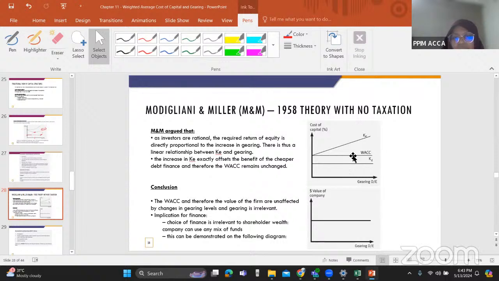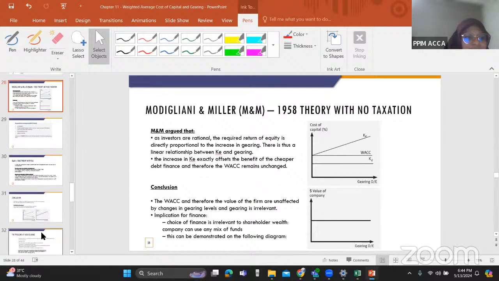So they're saying the cost of debt, yes, it is cheaper. We know debt is cheaper. But just because of that, we can't keep on taking debt, because equity holders are also rational, meaning they also have sense. The moment they see that you're taking a lot of debt, they will start increasing their cost of equity. They will start demanding a higher return. That extra they're demanding will offset whatever savings you're making because you're increasing your debt. So overall, the WACC is unchanged. It just remains flat. So that is the theory without taxation.